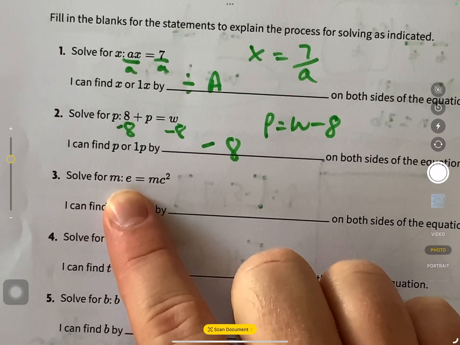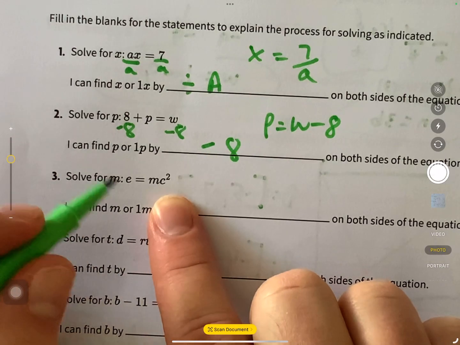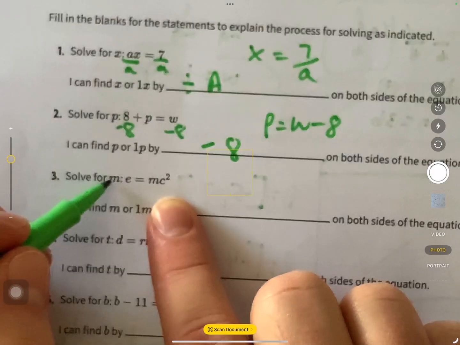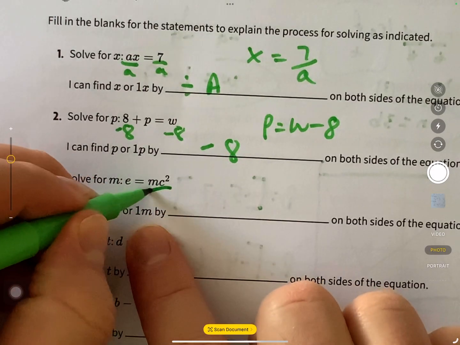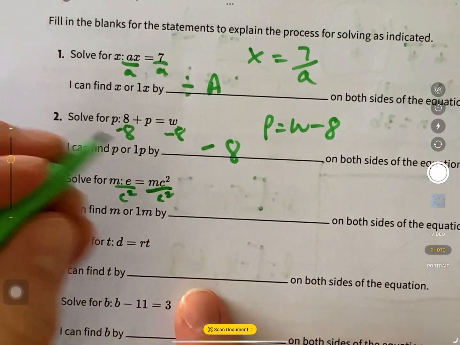Solve for m. E equals mc squared. Well, Einstein stuff, you know what I'm saying? Well, we don't have to square root anything because it just wants m solved, so we're just going to divide by the c squared. Okay, nothing fancy.